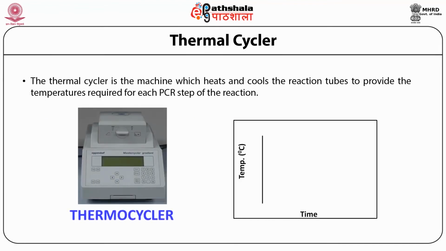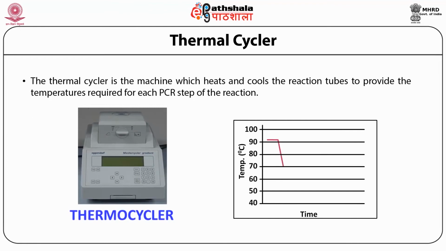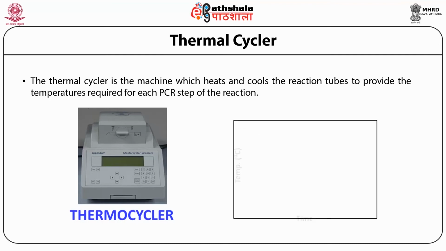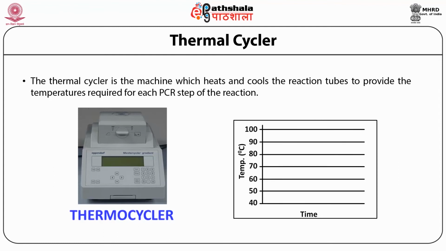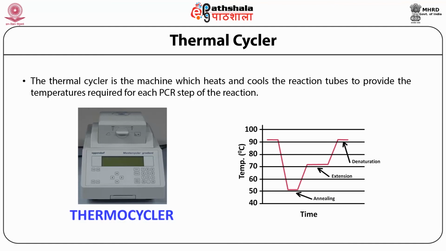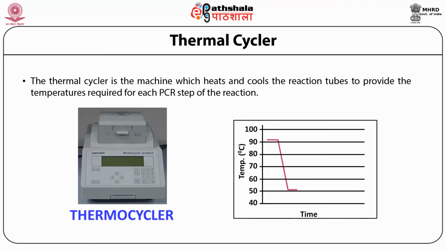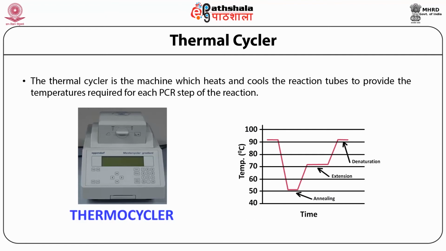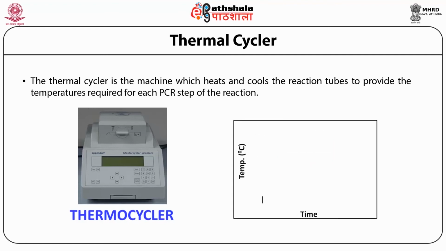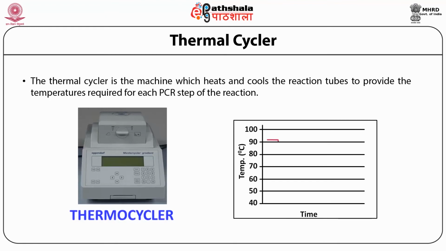The thermal cycler is the machine which heats and cools the reaction tubes to provide the temperatures required for each PCR step of the reaction, that is denaturation, annealing, and extension. Most of the modern thermal cyclers make use of Peltier chips, which permit both heating and cooling of the block simply by reversing the electric current.